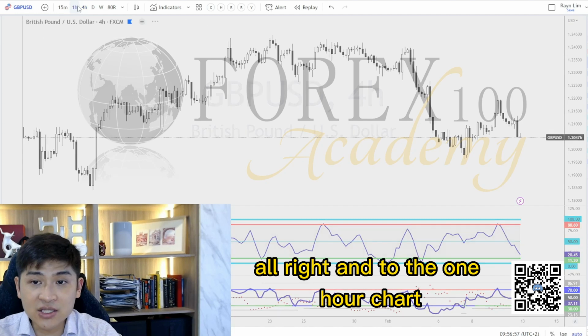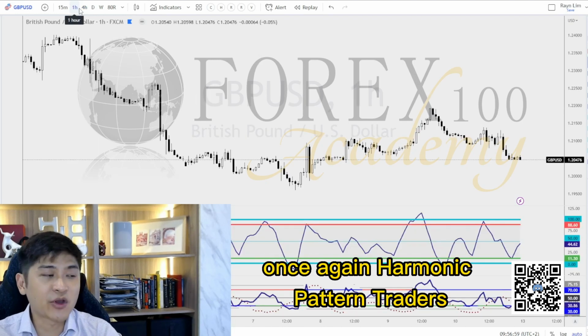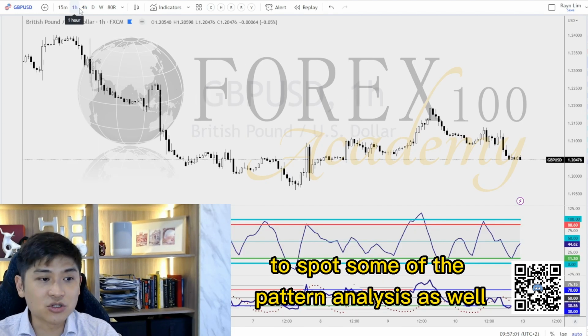All right, and to the 1-hour chart, once again, harmonic pattern traders, you should be able to spot some of the pattern analysis as well.